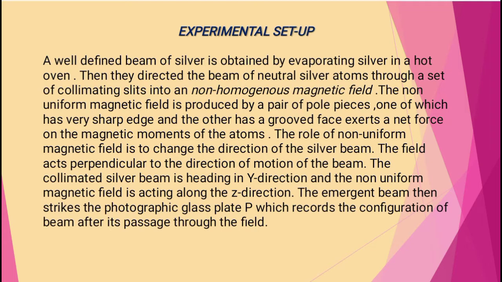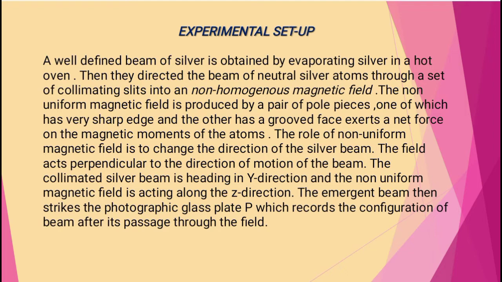The non-uniform magnetic field is produced by a pair of pole pieces, one of which has a very sharp edge and the other a grooved face, and which exerts a net force on the magnetic moments of the atoms. We use a non-uniform magnetic field to change the direction of the silver beam. The field acts perpendicular to the direction of motion of the beam. The collimated silver beam is heading in the y direction and the non-uniform magnetic field is acting along the z direction, so they are mutually perpendicular to each other.